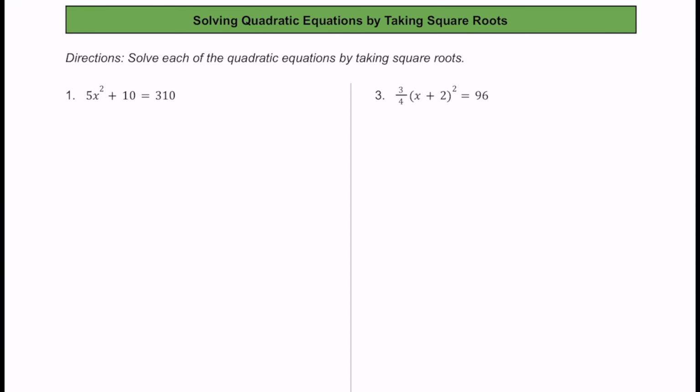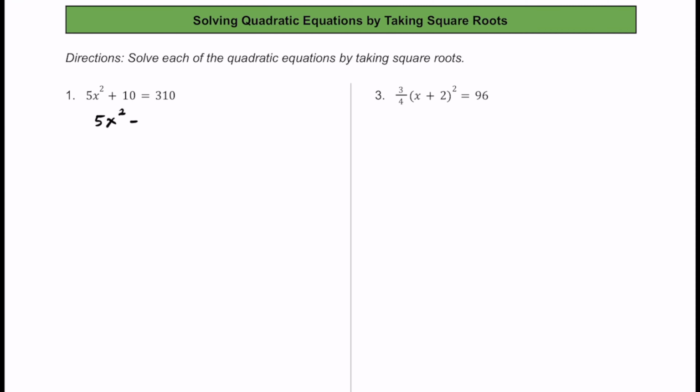Let's practice solving quadratic equations by taking square roots together. Well, I know there's some different strategies for solving quadratic equations like factoring or using the quadratic formula or even completing the square. For this particular video, we're going to focus on solving these quadratic equations by taking square roots. Just to start off, I'm going to just copy down the equation.